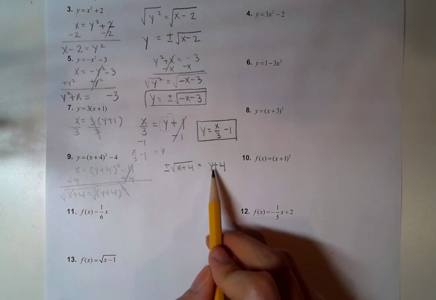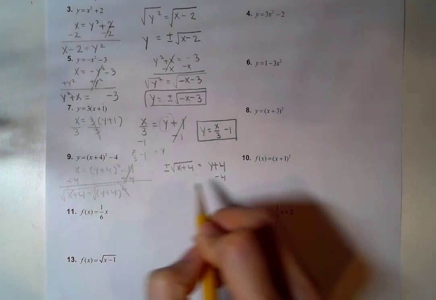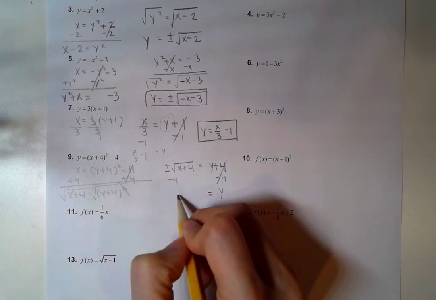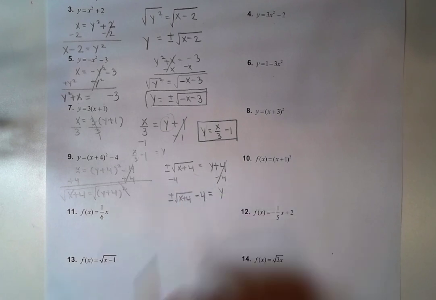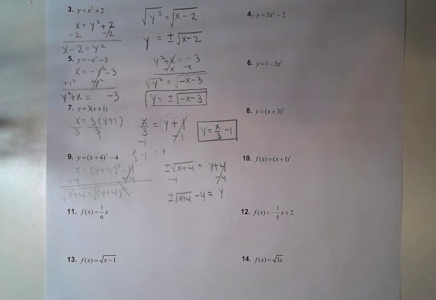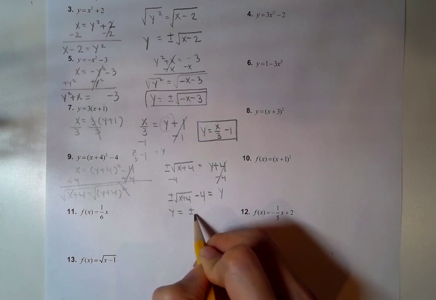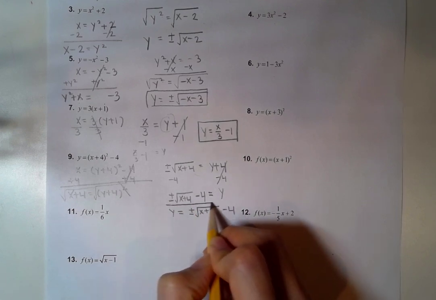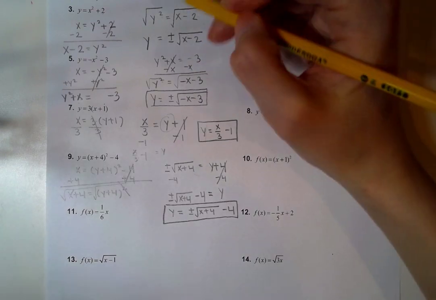So you get this, and then I want to solve it for y. So you need to cancel this plus 4. So minus 4 and minus 4. Then you will get y equals positive, negative square root of x plus 4 minus 4. And told you we write y first. So let's write like this. Y equals positive, negative square root of x plus 4 minus 4. That's my answer for number 9. I'm gonna mark my final answer.